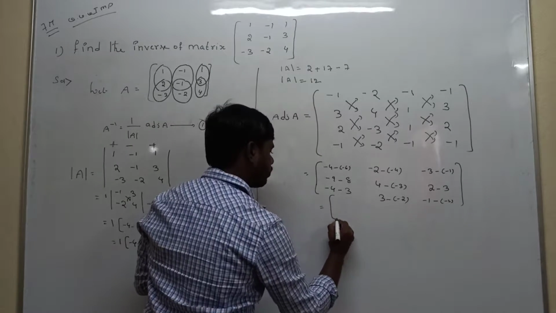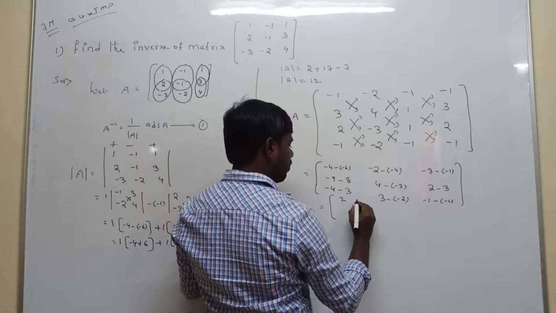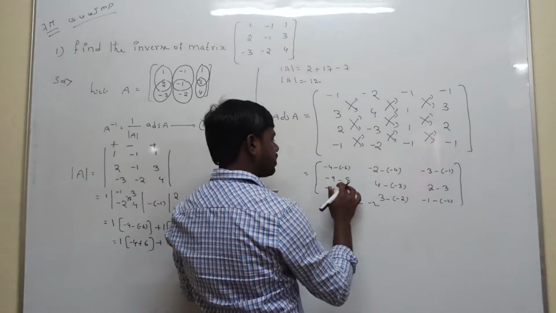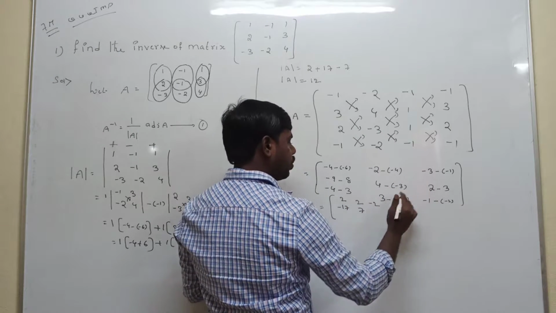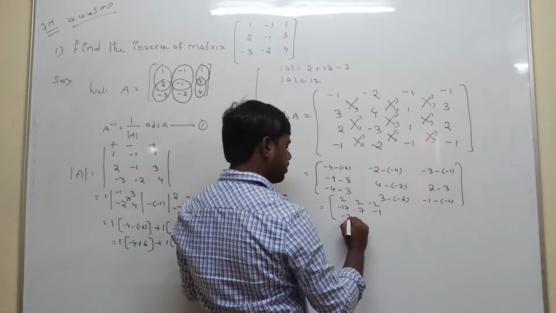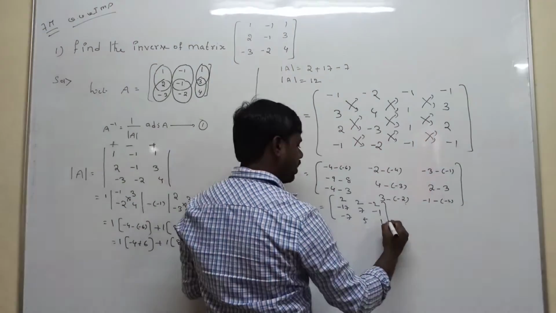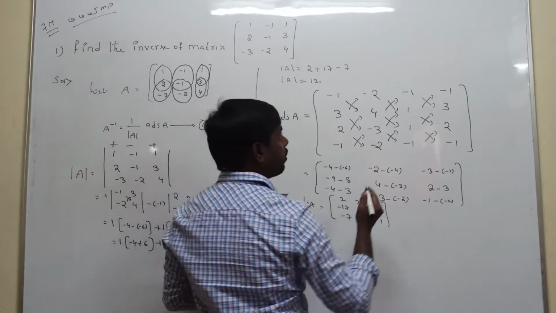Now what is your simplification? Minus 4 plus 6, that value is 2. Minus 2 plus 4, value is 2. Minus 3 plus 1, value is minus 2. Minus 9 minus 8, value is minus 17. 4 plus 3, value is 7. 2 minus 3, value is minus 1. 4 minus 3, value is 1. 3 plus 2, value is 5. Minus 1 plus 2, value is 1. This is the adjoint of A.